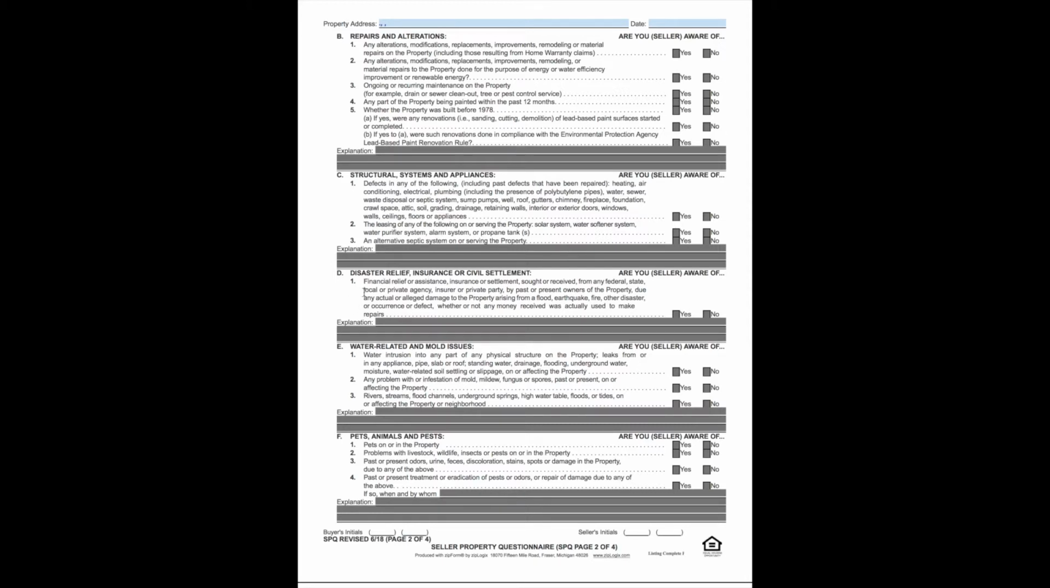Disaster relief. Any financial assistance from any disaster relief? If so, explain. Water-related and mold issues, any water intrusion on the property, soil slippage, mold, mildew, fungus, rivers, streams, flood channels. Read these carefully. If the answer is yes, again, explanation right below.